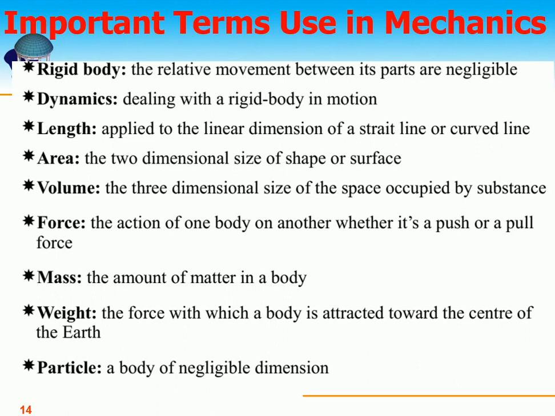Length is applied to the linear dimension of a straight line or a curved line. Whether it's a curved length, if it's a circle, it is 2 pi r or pi d. If it's a straight line, it's from point 1 to point 2. Area, it's a two-dimensional thing, of course. It is the surface occupied by any body. Volume is the space occupied by any body. There's a length, width and height.